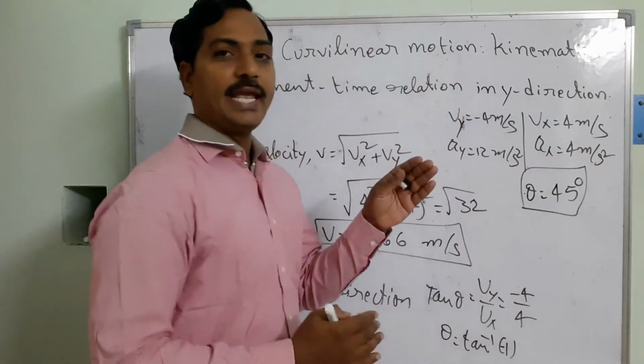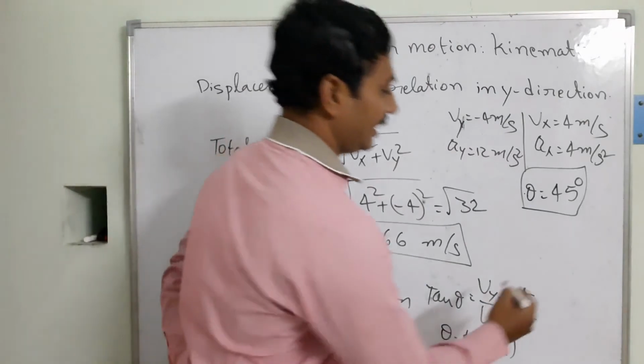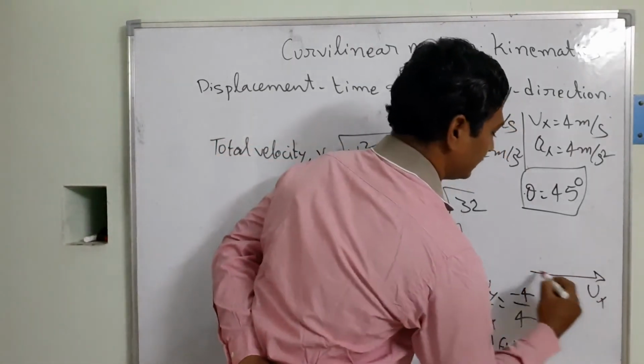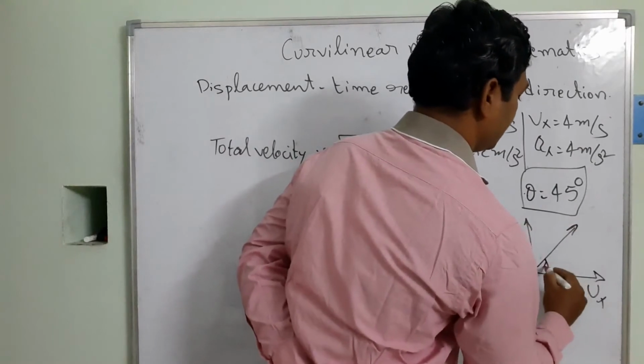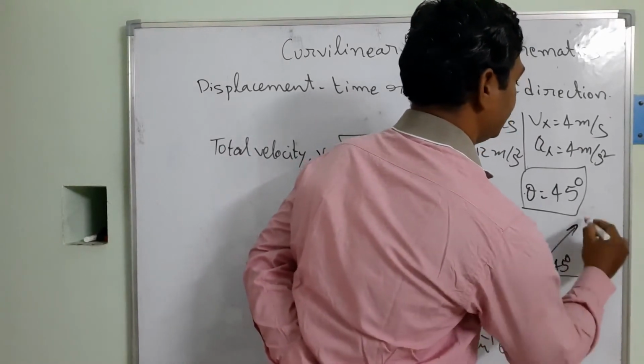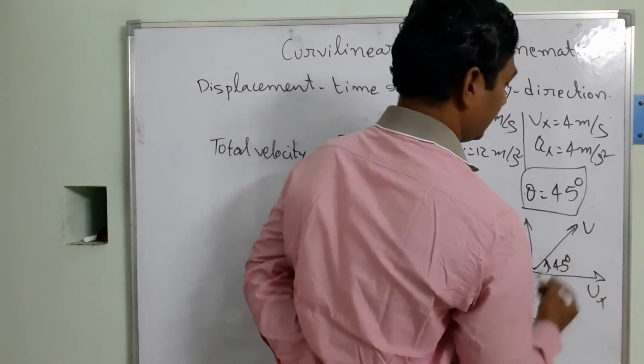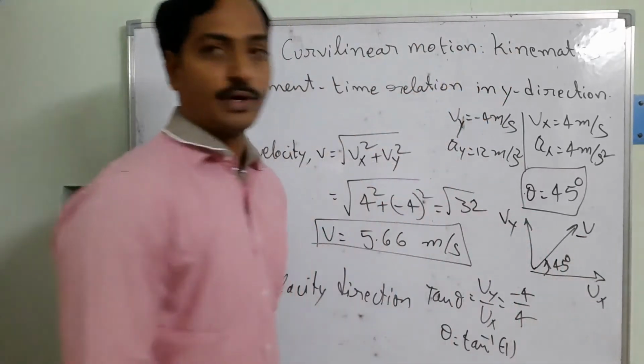That means Vx and Vy. Suppose we are taking this is the Vx, this is the Vy, and then it is moving in this direction at 45 degrees. This is the V, this is the Vy. So I hope you are able to understand this part.